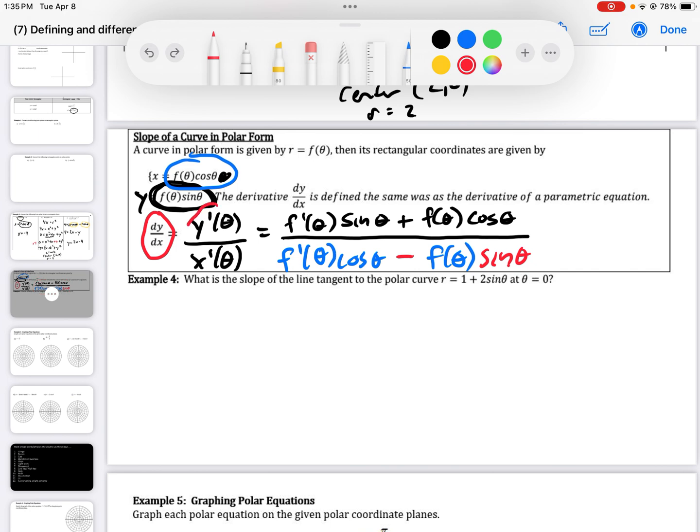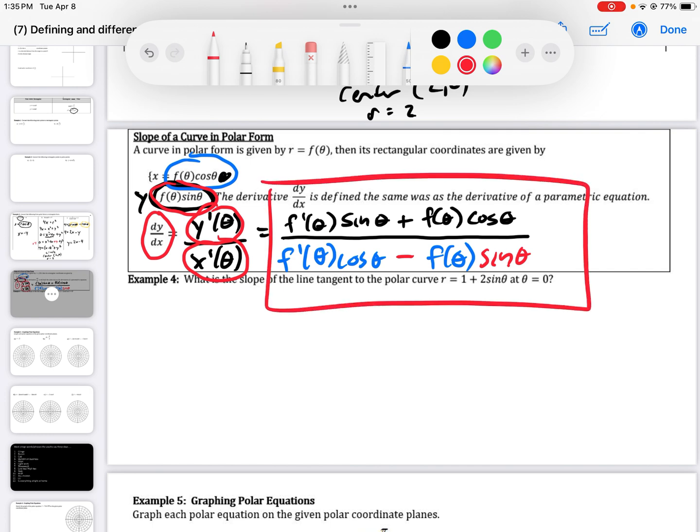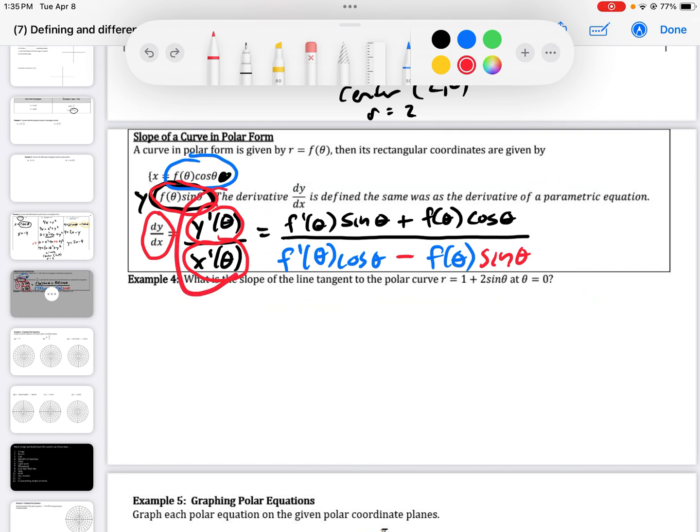Instead of remembering this, I think it's easier to remember that it's just going to be y prime over x prime. Then I remember y is the function r, r is in terms of a function, times sine, and do my product rule. I can't remember this formula, but I can remember this with product rule will get me that. It takes a second to get there, but I can get there. So let's do one example here, and then I'll wrap up this video, and we'll do some graphing in the next one.